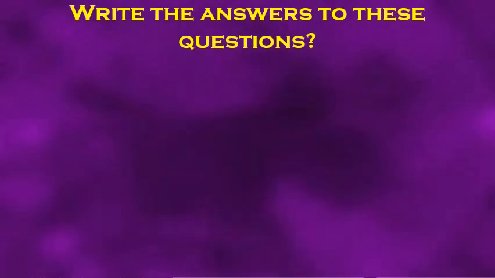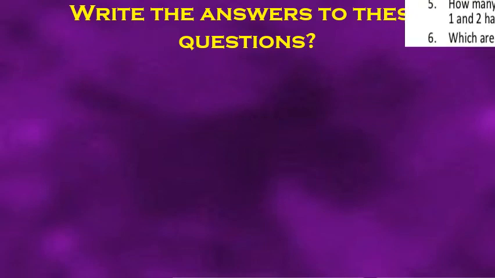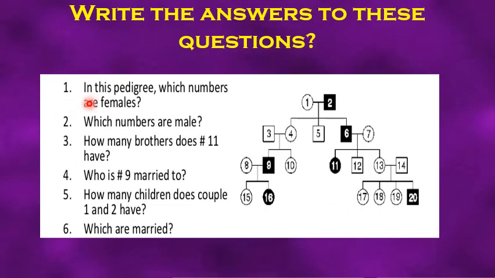This is a question for you. Write the answers to these questions. 1. In this pedigree, which numbers are females? 2. Which numbers are male? 3. How many brothers does 11 have? 4. Who is 9 married to? 5. How many children does couple 1 and 2 have? 6. Which are married?